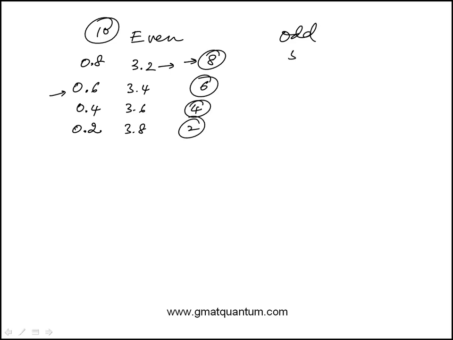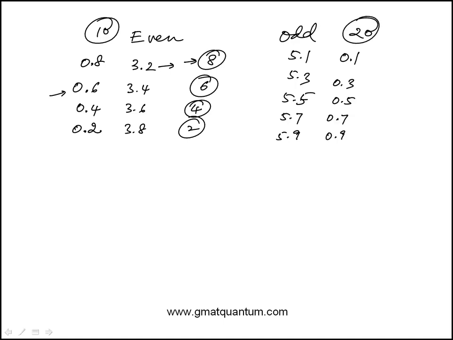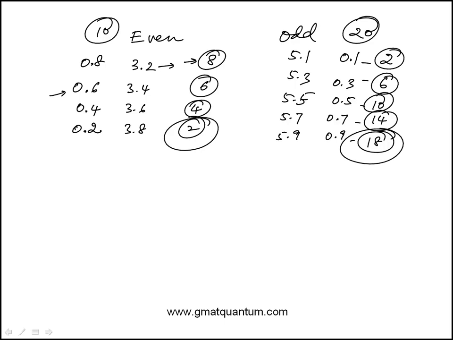Now with the odd, say 5.1, 5.3, 5.5, 5.7, 5.9, the sum is going down by 0.1, 0.3, 0.5, 0.7, 0.9, and there are 20 of those. So the net decrease here would be 2, 6, 10, 14, and 18. And these are negatives. So we have to see, is there a combination that can get me to minus 16, 6, and 10? Well, if I pair the 2 with minus 18, that gives me minus 16. So minus 16 is possible.